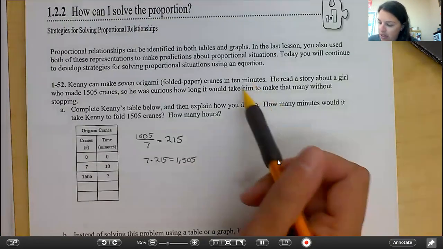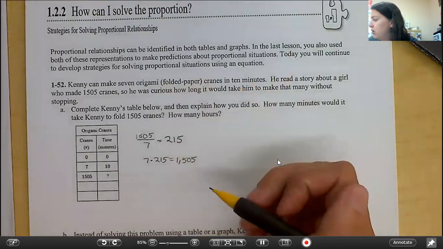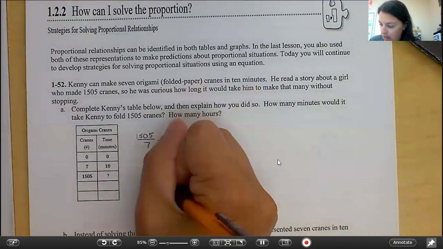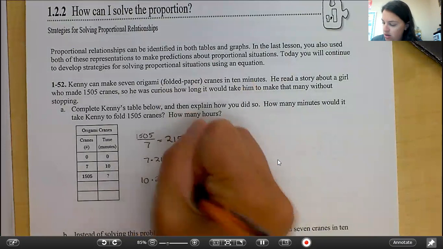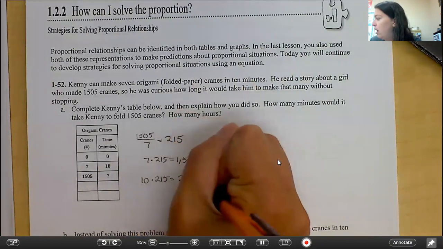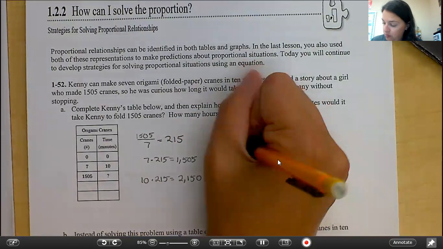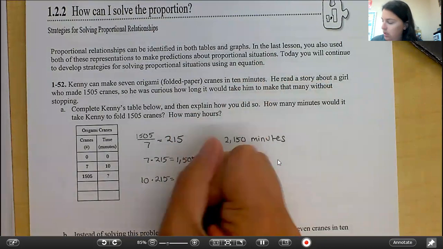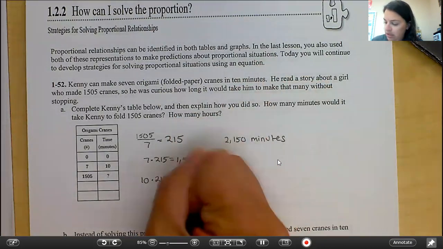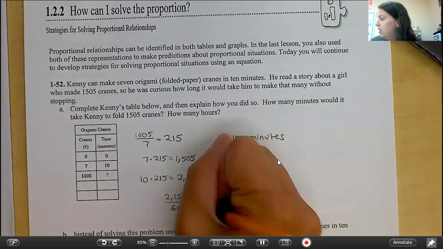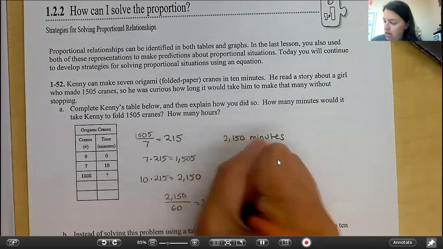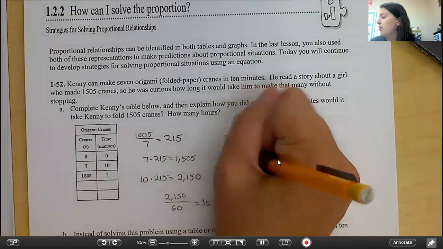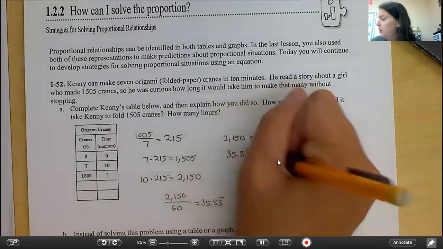So it takes him 10 minutes to make 7 cranes. So it would take him 10 minutes times that 215, which would be 2,150 minutes. But if we wanted to figure this out in hours, we would need to take that and divide it by 60 because there are 60 minutes in an hour. And we would get 35 and 83 hundredths. The three repeats, so it would really take him at least 36 hours. But we're just going to say that.